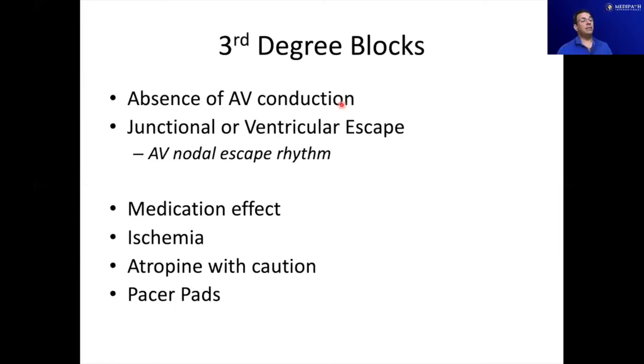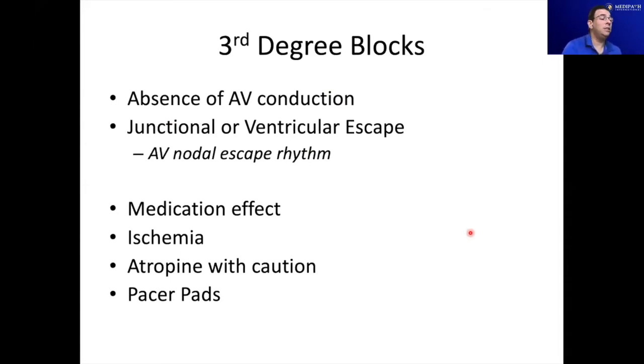So third degree blocks, that's when there's an absence of the conduction between the P waves and the QRS complexes. They're usually junctional or ventricular escape rhythms, which means the electrical activity is being started in the AV node or below, versus the SA node, which is the normal place that it gets conducted.